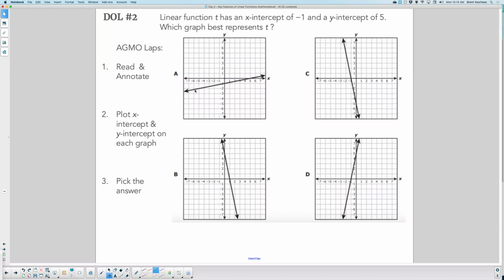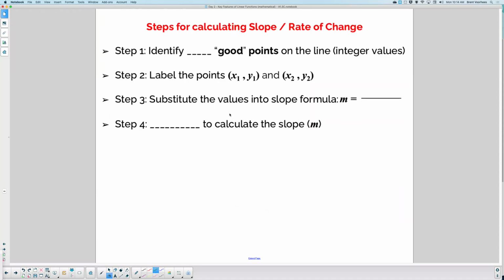All right, now let's move on here. As a review of what we've done, when we go to calculate slope, I could also say rate of change. They mean the same thing. We did this on the previous slides. We need to identify a certain number of good points. Do you remember how many good points we need to find? 2. You need to have 2 good points when you find slope.